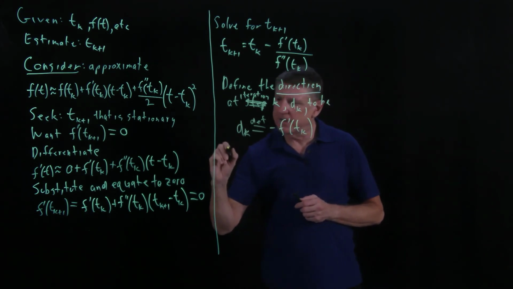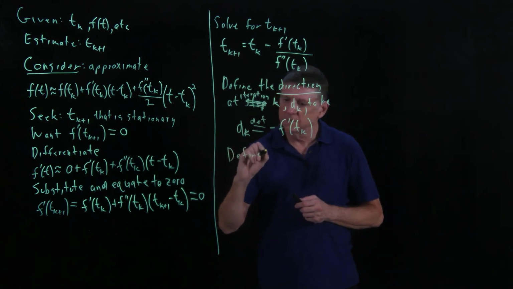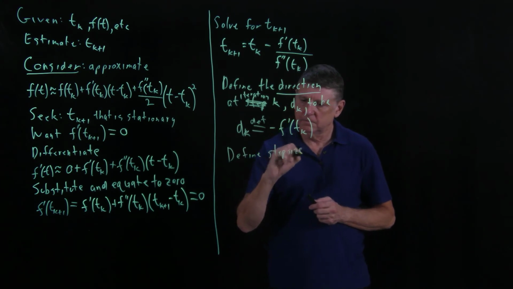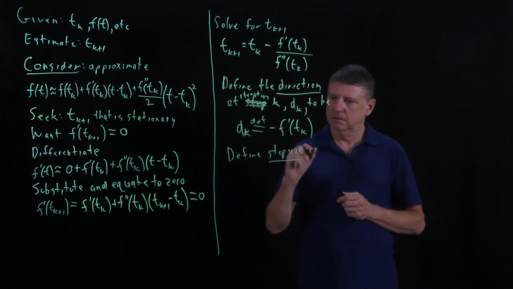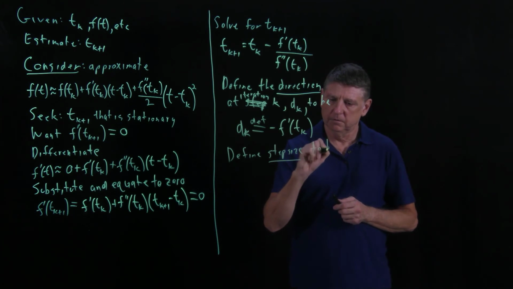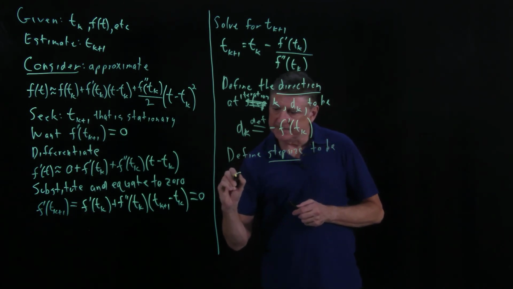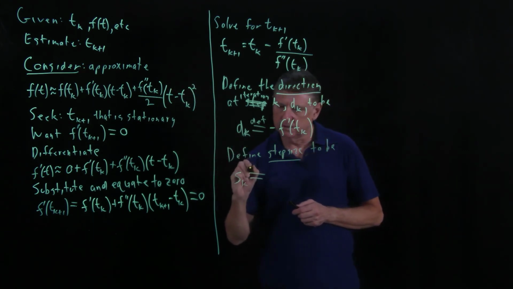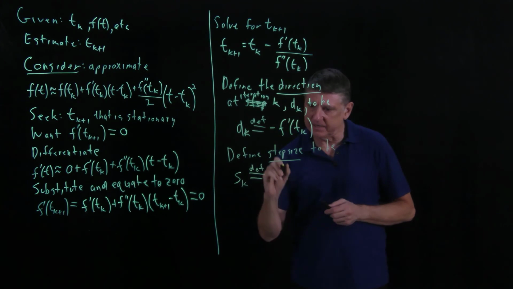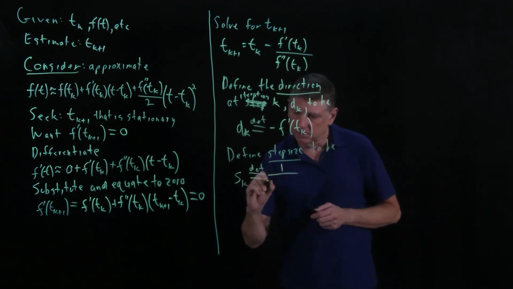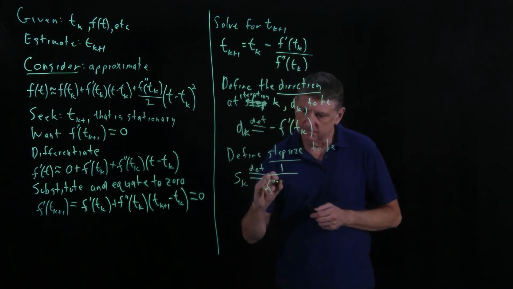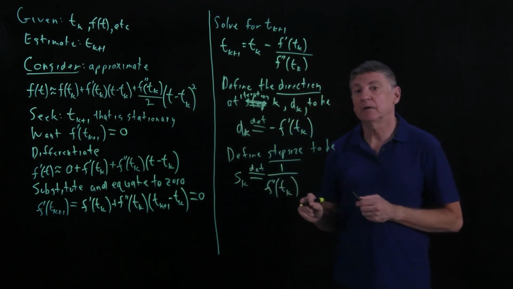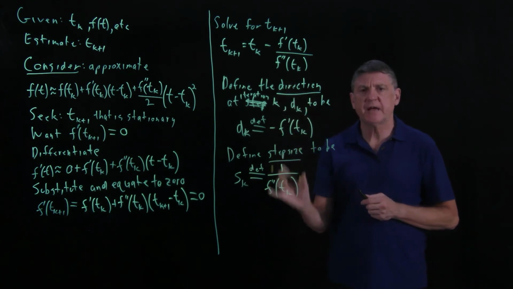And we will define the step size. The ideal step size under all of these assumptions will be defined as 1 over the second derivative of the function evaluated at our current point. So this is the algebra.